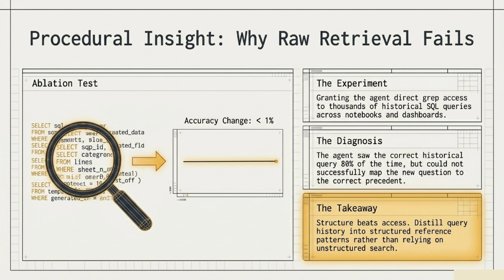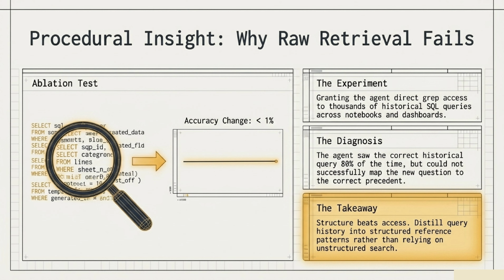You might be wondering about that query corpus. Here is a fascinating procedural insight on why raw retrieval actually fails. We ran an ablation test where we gave the agent direct grep access to thousands of historical SQL queries. The result? Accuracy changed by less than 1%. Our diagnosis showed that the agent actually saw the correct historical query 80% of the time, but couldn't successfully map the new question to the correct precedent.